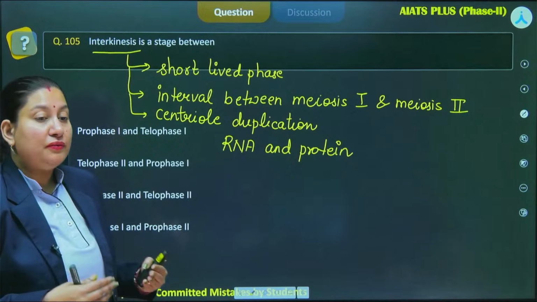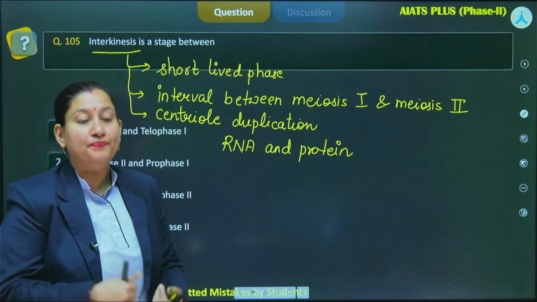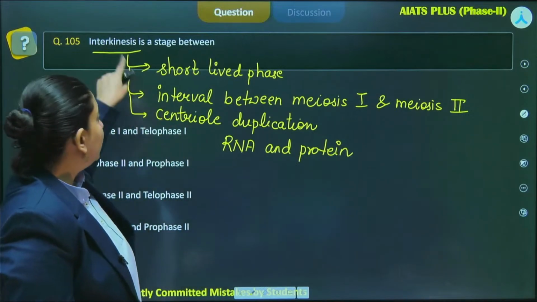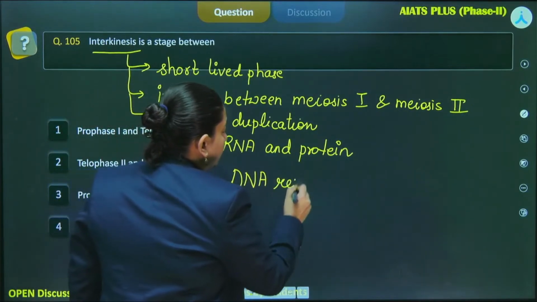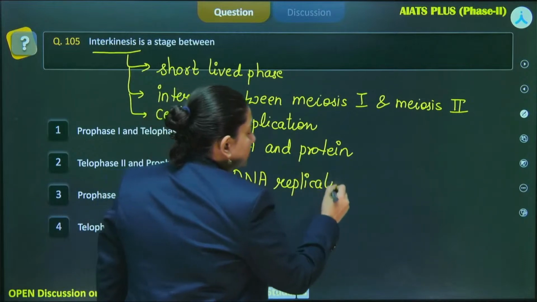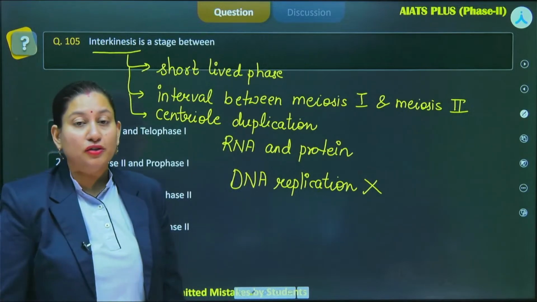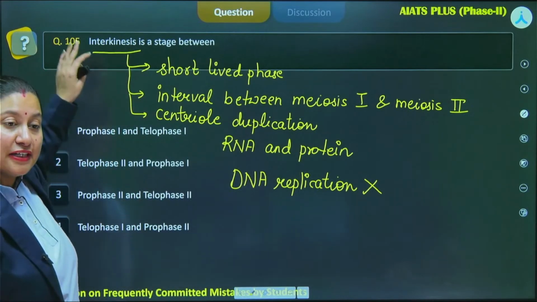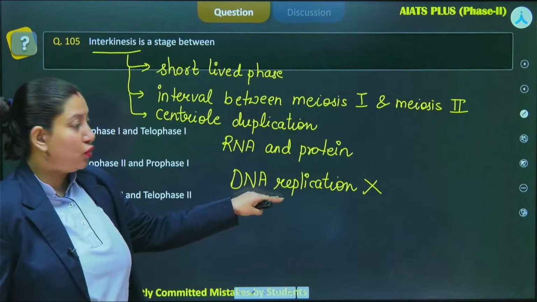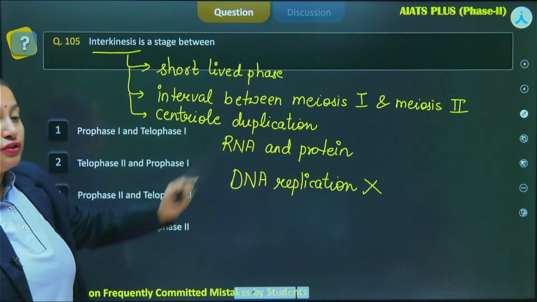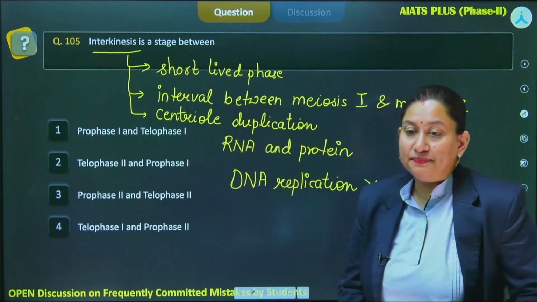The only thing with which it differs from the S phase, because this is a characteristic event of S phase of the animal cell, the only difference it has is that over here DNA replication does not occur, right? That's how it is different. So sometimes if the question demands you to talk about the similarity of S phase with interkinesis or the dissimilarity, the dissimilarity would be that over there DNA replication occurs, over here it doesn't. Similarity would be centriole duplication is a common event in both these phases, right? I hope this is clear to everyone.